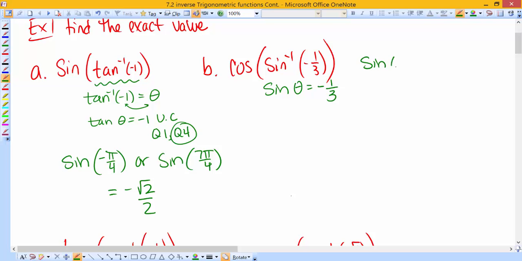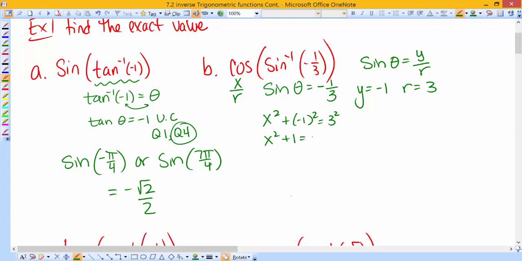So we need to now remember that sine of theta is y over r. So you have your y is -1, and r is 3. We need cosine. That's what we're trying to find. We want cosine of this value. So cosine is x over r. We have y and r, we do not have x. So x squared plus -1 squared equals 3 squared. X squared plus 1 equals 9. X squared equals 8. Now when I square root this, it becomes 4 times 2. The square root of 4 is 2. So x is not plus or minus. X is 2 root 2.